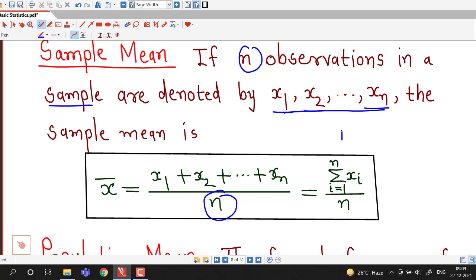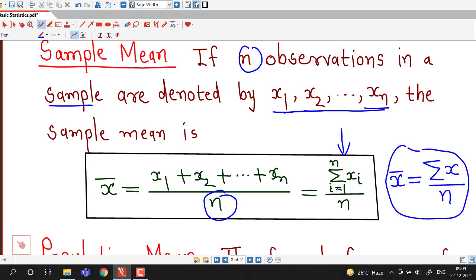We can write it in sigma notation also, sigma xi, i equal to 1 to n, divided by n. Or if we don't want to use this suffix i, we can simply represent it in this way also. This is also valid, sigma x divided by n. It is not necessary that we specify this suffix i equal to 1 to n. This means the sum of all the x values divided by n.